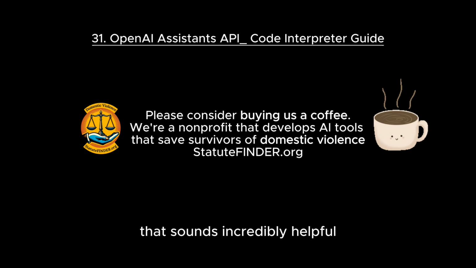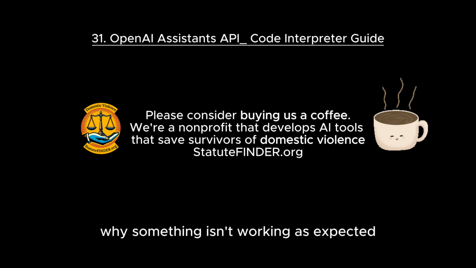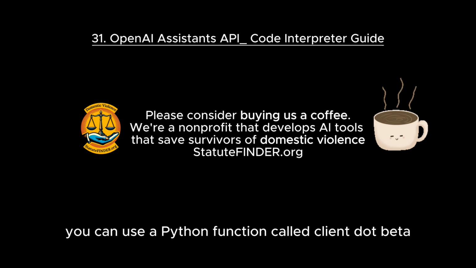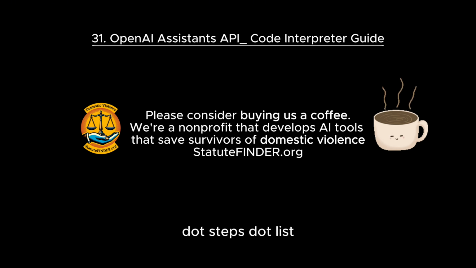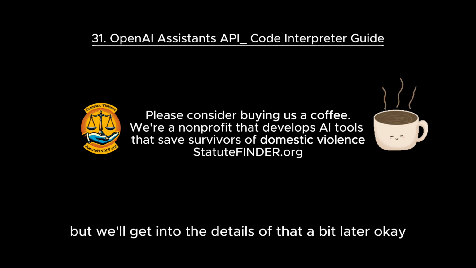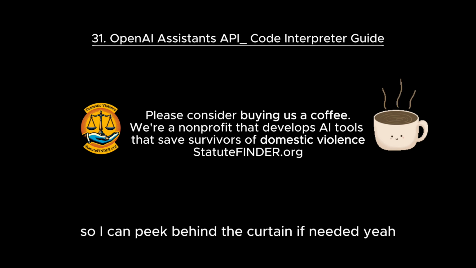That sounds incredibly helpful, especially when I'm trying to figure out why something isn't working as expected. How do I access these logs? You can use a Python function called client.beta.threads.runs.steps.list, but we'll get into the details of that a bit later. Okay, so I can peek behind the curtain if needed.